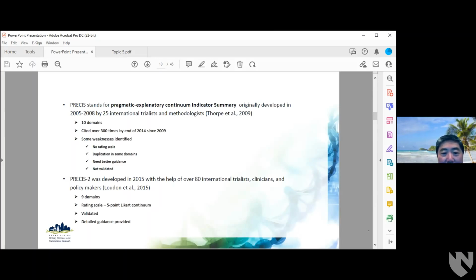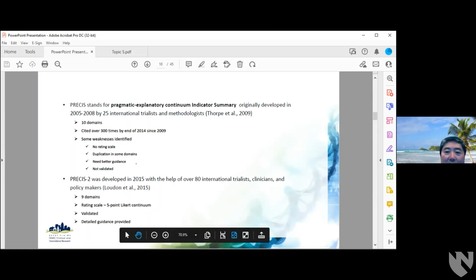Since 2009, over 5 years, it has been cited 3,300 times. But people still find a lot of confusion. How to use this tool, because there's no rating scale. Sometimes the confusion comes from the overlapping of the domains they put forward, and no better guidance on how to use it. Mainly, you want to understand whether the trial is extremely pragmatic or explanatory. Also, what they defined was not truly validated.